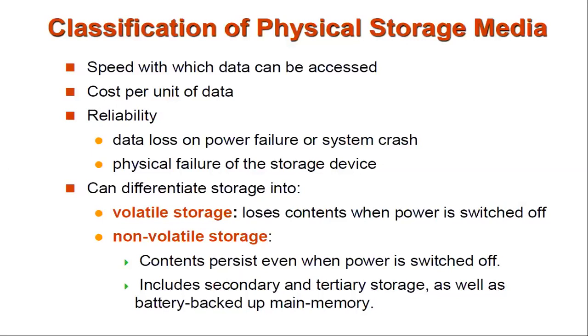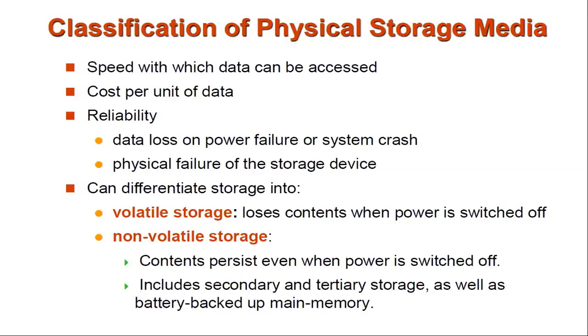Mostly the primary storage device, that is the RAM we generally use in the computer, is the example of volatile storage. And for non-volatile storage, there are different types. But the most important non-volatile storage we use in the system is the hard disk. With non-volatile storage, even if you switch off your system, whatever data you are storing will be saved permanently.